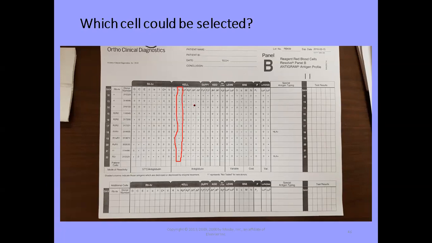Okay. So we want to try to find a little k negative cell to test. We know little k is a high frequency antigen, and we can tell just by looking at this panel because most of the cells have it. By the time I get to the very bottom, you see this one? Cell 22 is negative for little k. This is a cell I could hand pick and test with my patient to get a second negative cell. And then I'm going to have to go to another panel and find a third to meet the rule of 3.